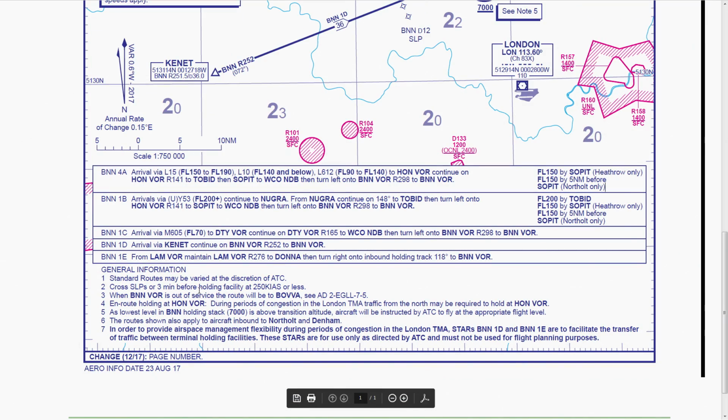And then here's the last bit, the general information. Standard routes may be varied at the discretion of ATC. Because of the amount of traffic, ATC might tell you to take a different flight level, climb, descend, turn left, turn right, whatever it wants to do.